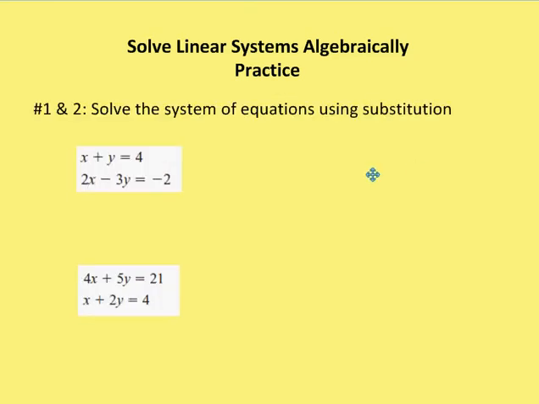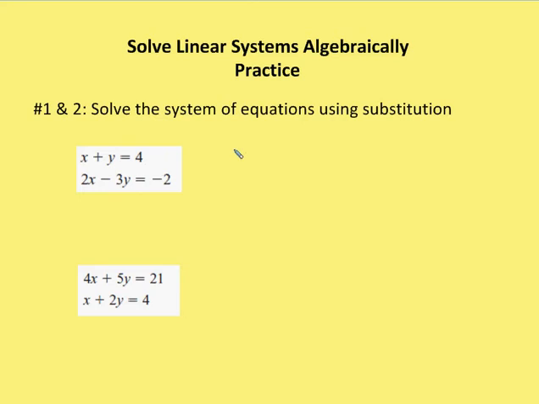Okay, so solve the systems of equations using substitution. So we want to solve for one variable in terms of the other, and then we want to substitute that value back into the second equation. So we have the first equation and the second equation. Let's go ahead and solve for y in this case. It doesn't really matter if we solve for x or y in terms of y or x. The answer will come out the same. We'll just get an answer first for one variable or the other, depending on which way we do it.